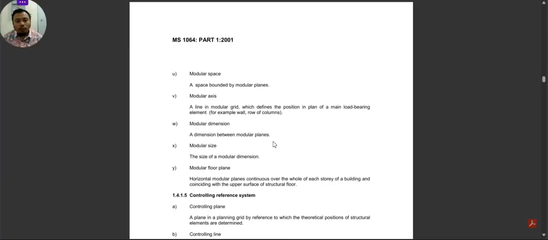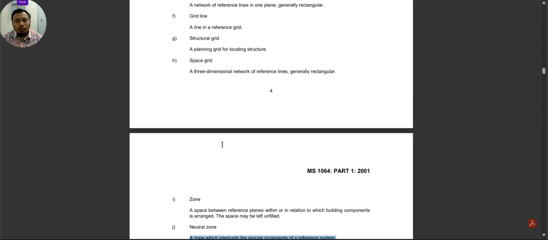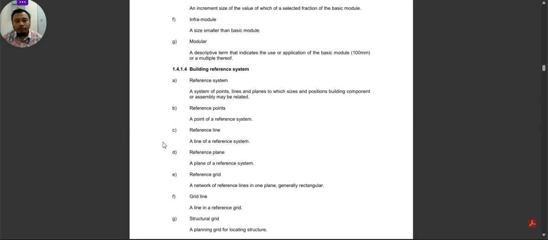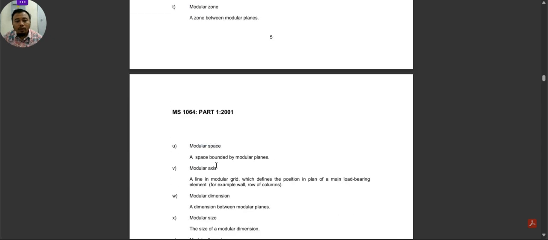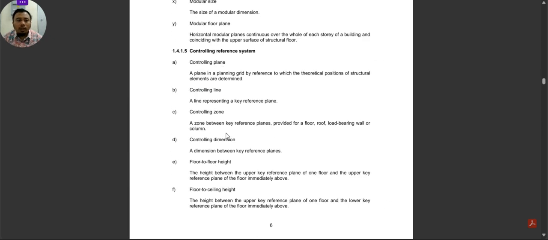We talked about the modular floor, modular terminology before, and then the reference system. Now we're going to go through the controlling reference system. Basically, the controlling reference system is where you set a controlling system in your grid line.